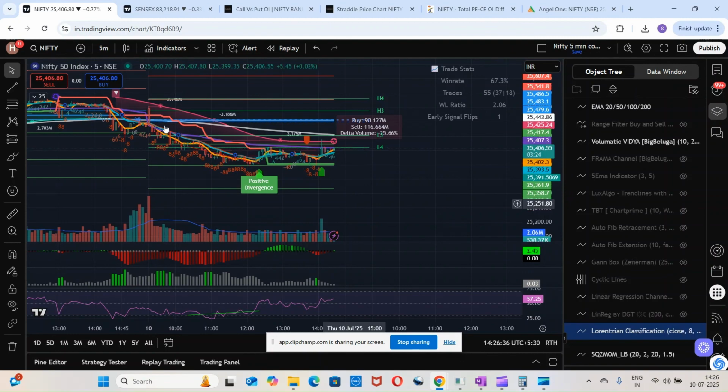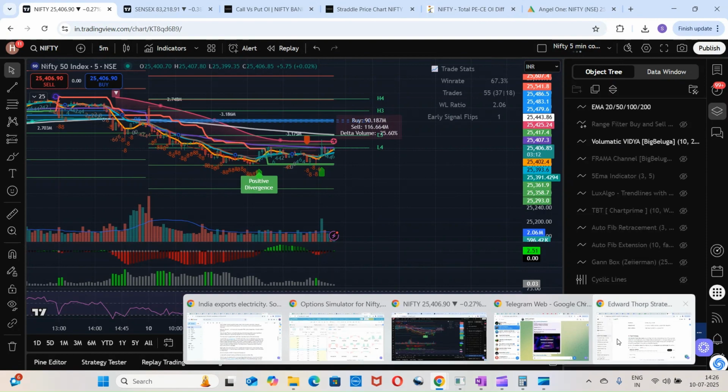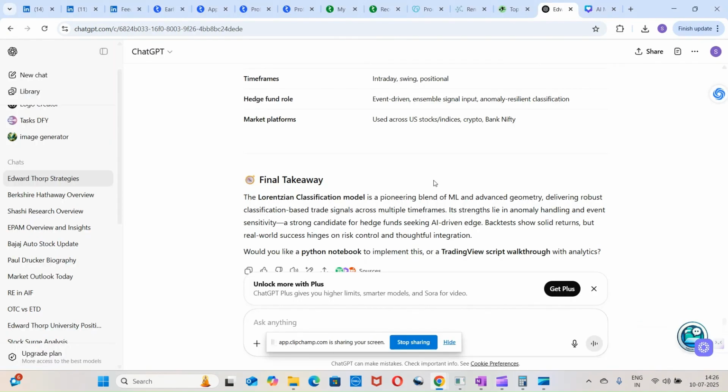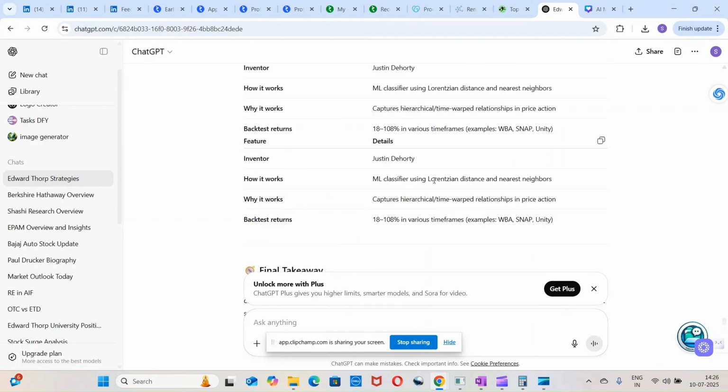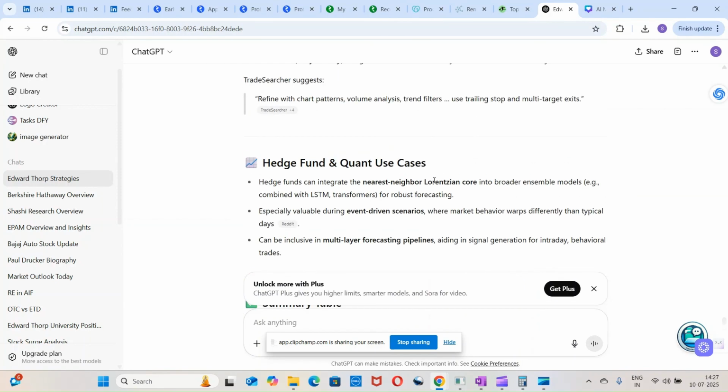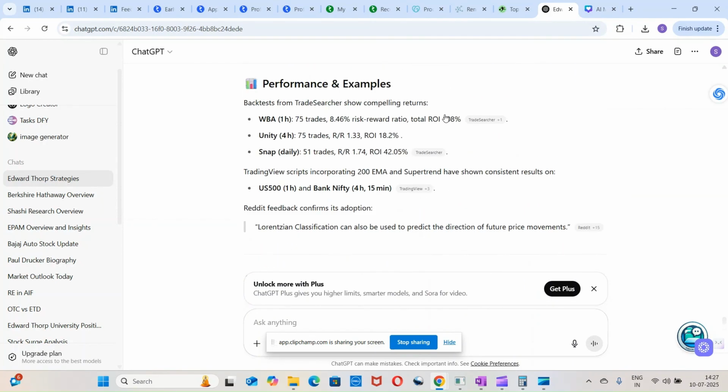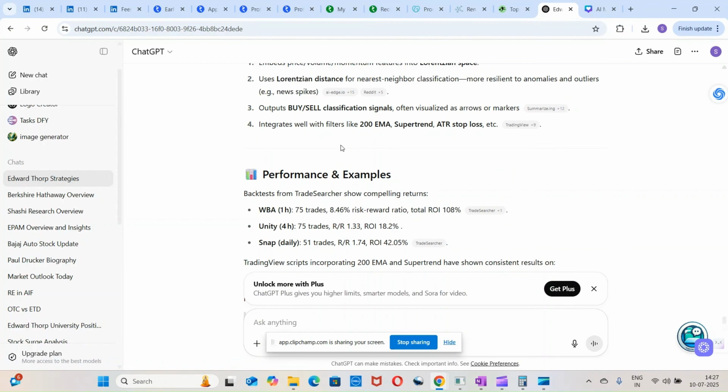So that's it for today, guys. This is a Lorentzian classification ML model which can be used to predict prices. It is very good when event-driven things are there, it responds properly to anomalies, and backtest results have been very positive, generating 108 to 42% returns. You need to use some filters also, like a Bollinger Band for volatility, EMA and Supertrend for trend, and a stop loss for further refining this model.